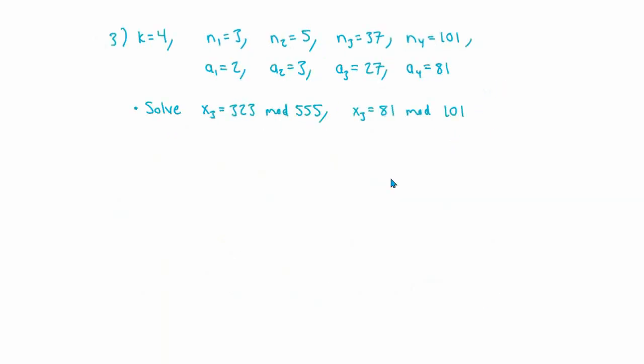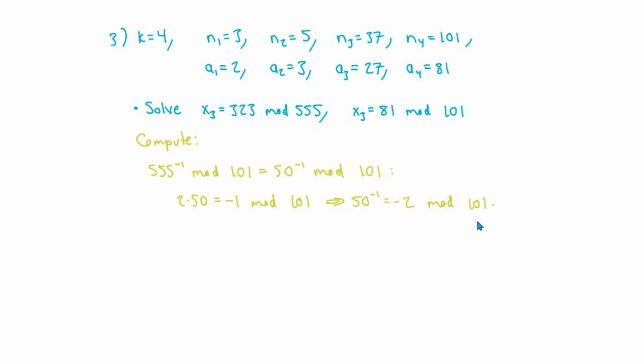Now, in order to do this, what I want to do first is to compute the inverse of 555 modulo 101. And I could do this using the reverse Euclidean algorithm, but in this case I can do it a little bit faster just by using a trick. So 555 is equal to 50 modulo 101. And 2 times 50 is 100, which is negative 1 modulo 101. So that tells me that the inverse of 50 is negative 2 modulo 101. And now I'm done with that part, and I can take my m1 here to be negative 2.